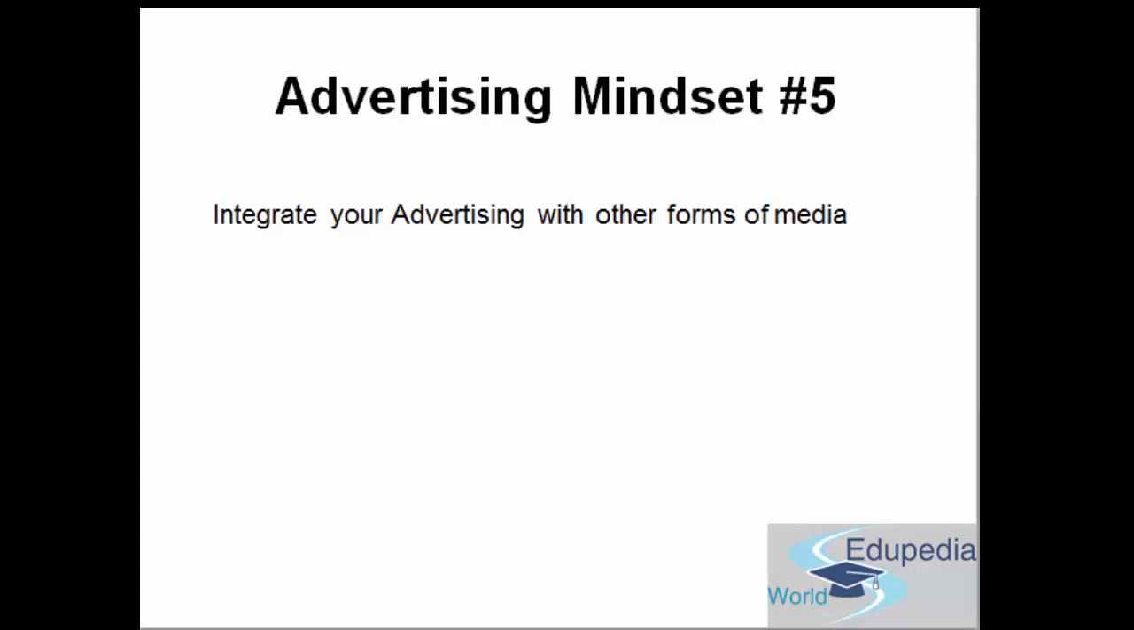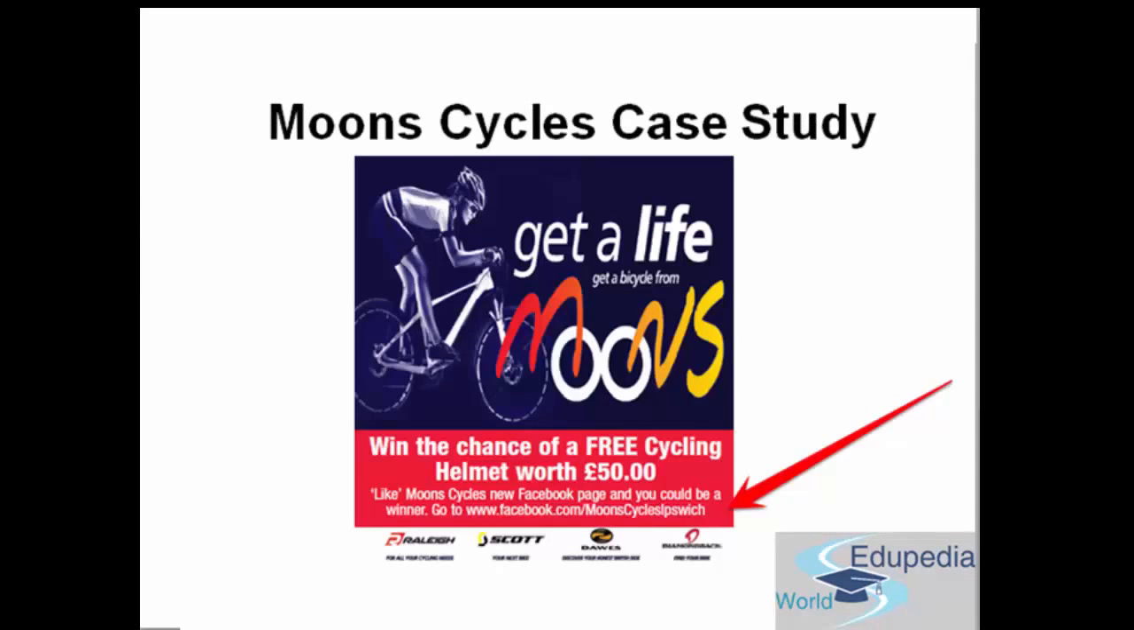Advertising mindset number 5. You need to integrate your advertising with other forms of media. So let me explain here. This ad that you're looking at for winning the chance of the free cycling helmet was actually in a local magazine. But from that magazine, we then sent them to another platform. We were integrating other media. Depending on what you do and which media you send them to, you're able to track, you're able to combine, you're able to get them onto different platforms.